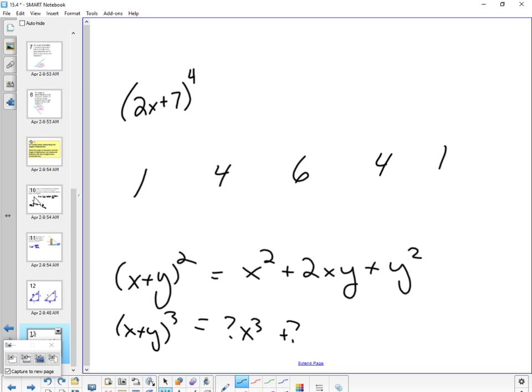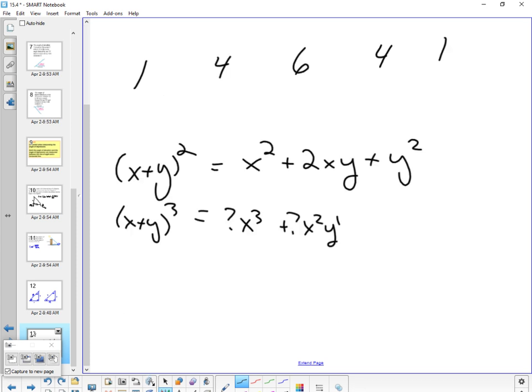I'm going to leave these as question marks, okay? X squared. But what would happen to my x? It would drop 1, and y would go up 1, so it'd be y to the 1st, right? I don't really need to write it, but I will. Then on the next one, I have some coefficient, x to the 1st, y to the 2nd. Then I would have some coefficient again, x to the 0, y to the 3rd. Does everyone see the pattern that's happening here over and over?